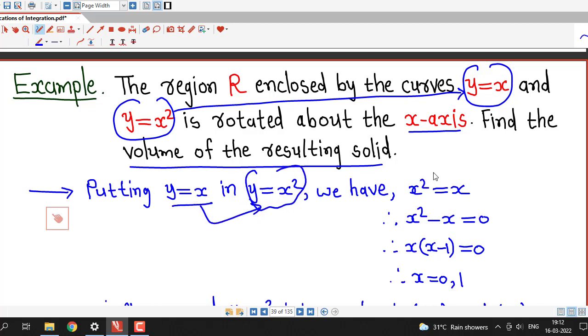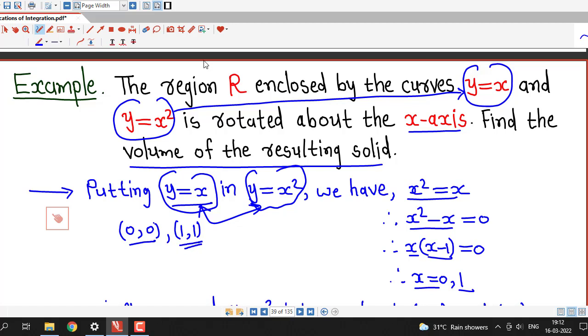So we have x square equal to x, that is x square minus x equal to 0. Therefore x times (x minus 1) equal to 0. Therefore x equal to 0 and 1. And because y and x are equal, when x is 0, y is 0, and when x is 1, y is 1. So these two curves will intersect at the origin and at the point (1, 1).